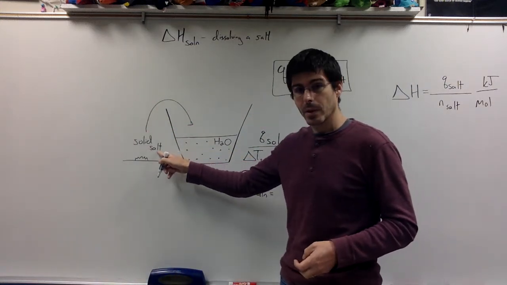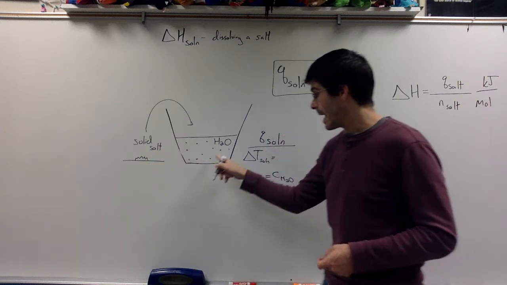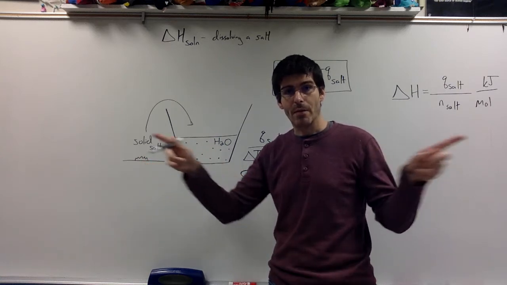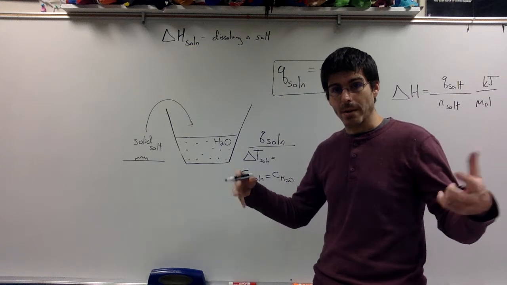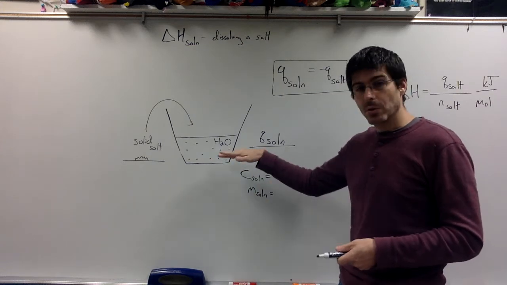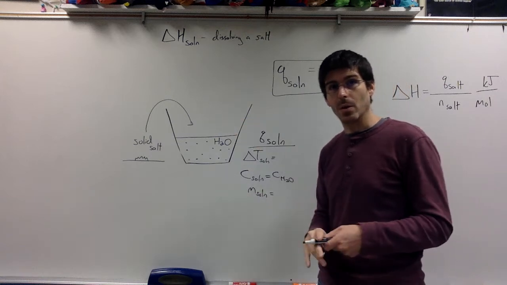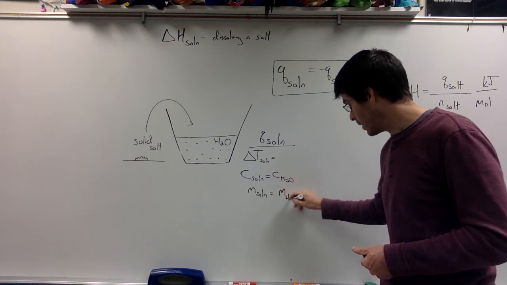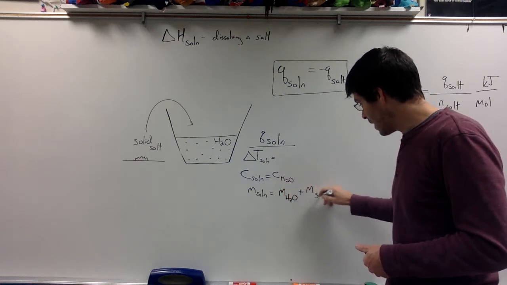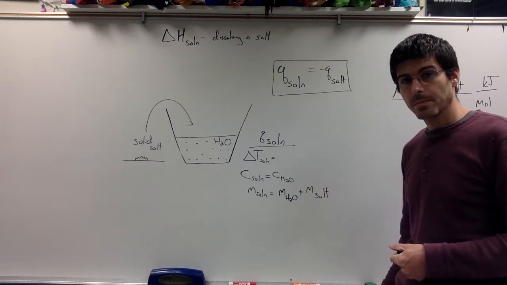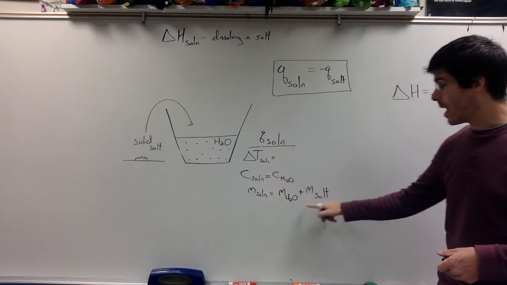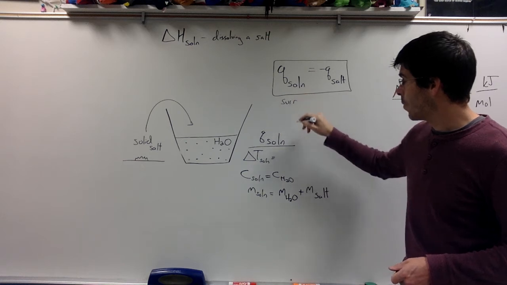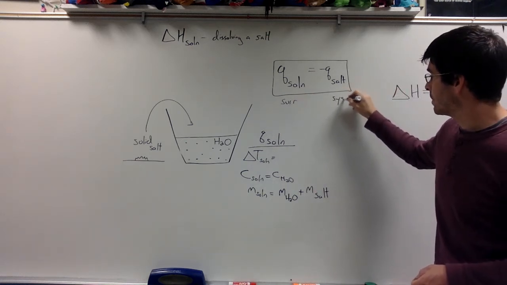The salt is both part of the system and the surroundings. It's part of the system because it is absorbing or giving off heat in order to dissociate. And then it's part of the surroundings because after it's dissociated, it has to heat up or cool down with the water. So the mass of my solution is now the mass of the water and the mass of the salt. It's both. This will get us our mcΔT of the solution, which is our surroundings. That's the water. And the salt is our system.